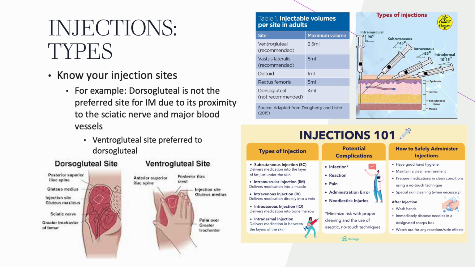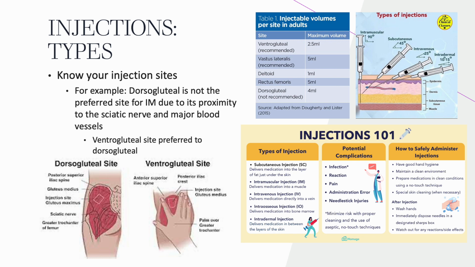Types of injections. You need to know the difference between a sub-Q injection versus an IM injection. You need to know what angle it goes at. Duh. You also need to know regarding the injection sites. What sites are good and what sites are not.